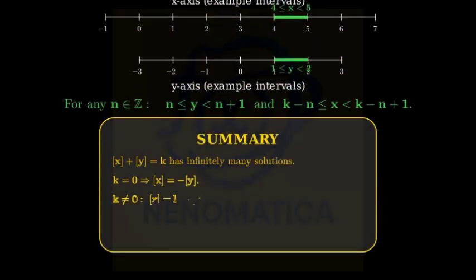Summary. The equation [x] + [y] = k always has infinitely many solutions. If k equals 0, then the floors are opposites. If k is not 0, isolate to get floor x equals k minus floor y, and pick any integer value for the floor of y.